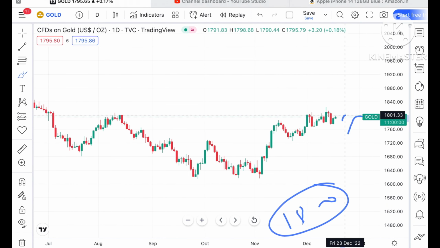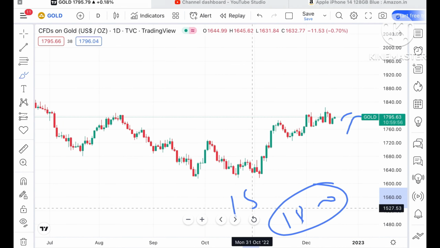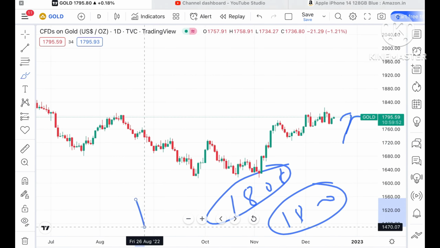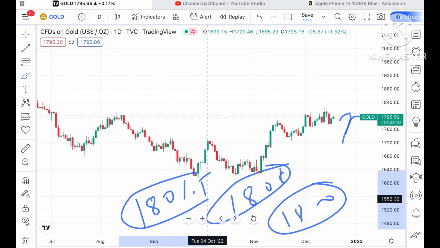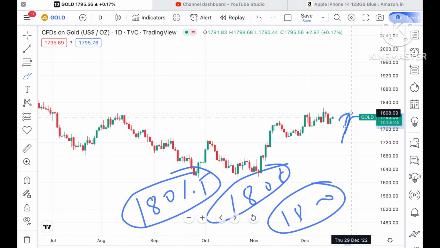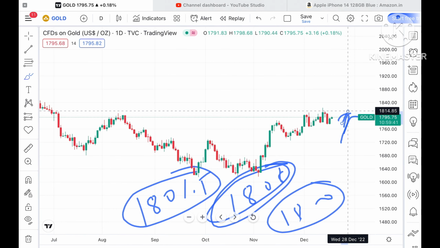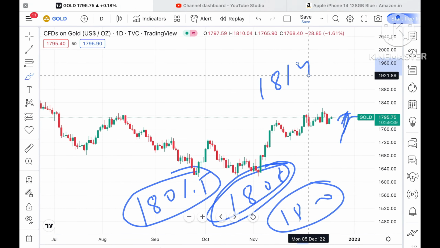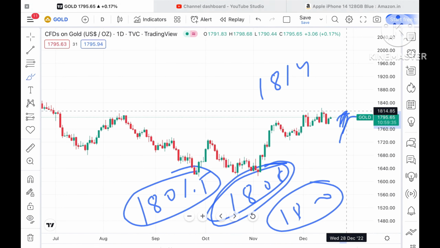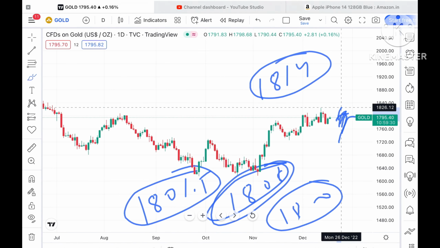If the price moves above that level, it can go towards around $1808, because we can see a weak resistance at around $1801.5, so chances of moving further upside are there. And if that level goes further upside, it can touch around $1814, and if that level sustains, chances are very high it can go further upside, because this level is again a weak resistance.